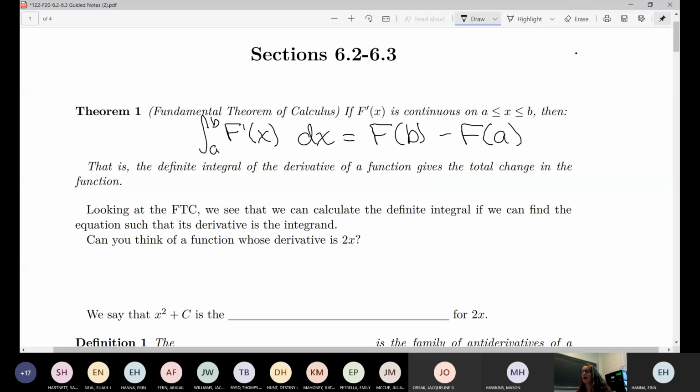Now if I wasn't teaching to a screen, I would actually ask you this. I'd ask you to think about it for 5 seconds, but you don't have to try to type an answer or anything like that. Can you think of a function whose derivative is 2x? You don't have to answer if you don't want to. But can you think of a function whose derivative is 2x?